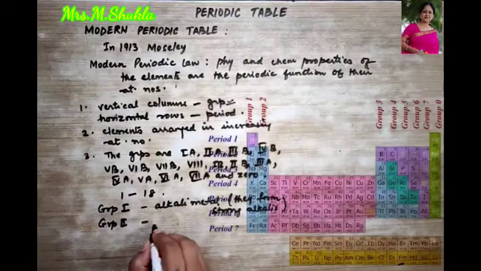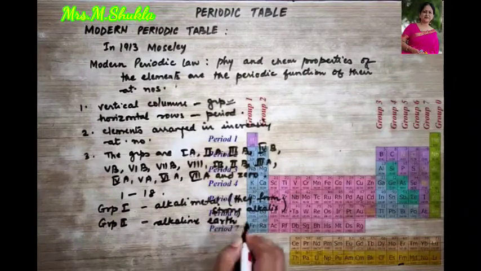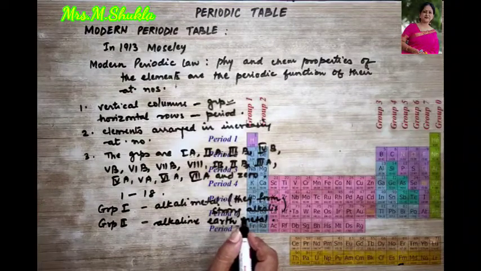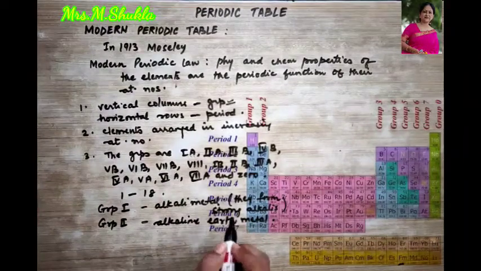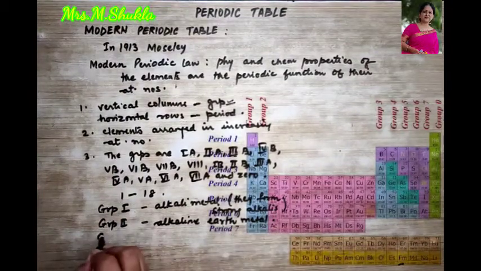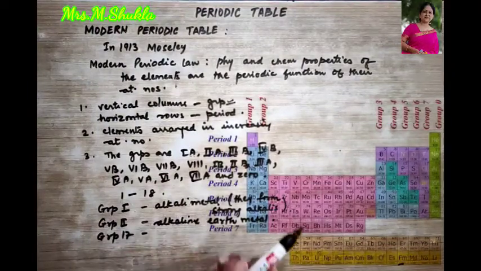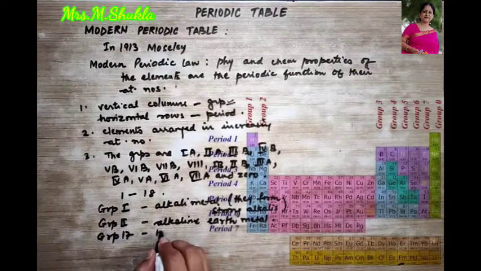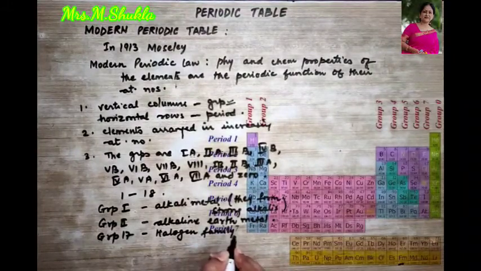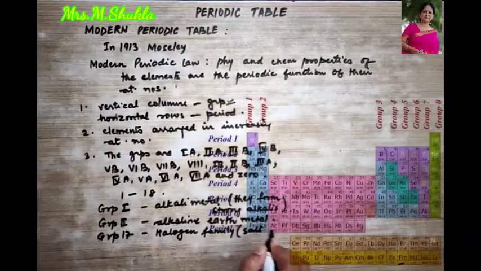Group 2 is called the alkaline earth metals. Now what are alkaline earth metals? They also form bases that are present in the earth's crust, but they are not strong alkalis. They form weak alkalis. Then we come to group 17. Group 17 is called the halogen family. Why? Because they are salt formers, therefore they are termed the halogen family.